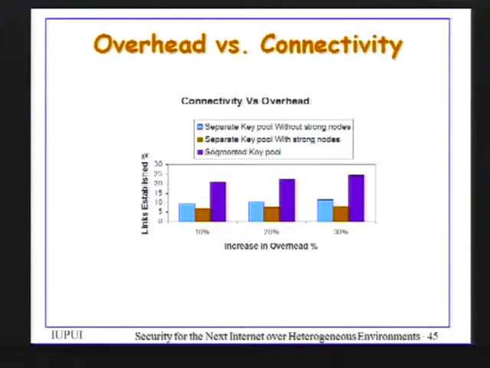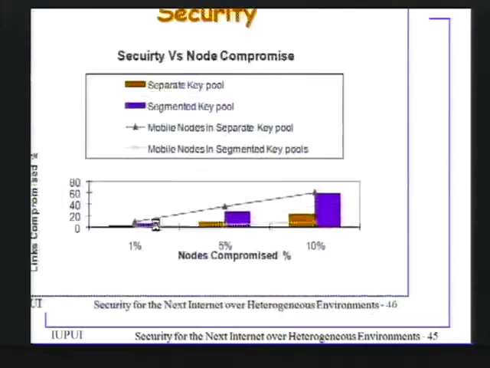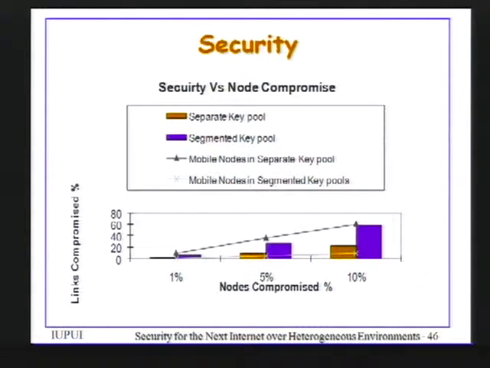And here are some results which compare the schemes. Here's link establishment versus overhead. As you see, the segmented key pool provides better connectivity, paid for by more overhead. Security-wise, the segmented key pool is less secure than the separate key pool, the scheme in which you have just one separate pool of keys for mobile nodes.